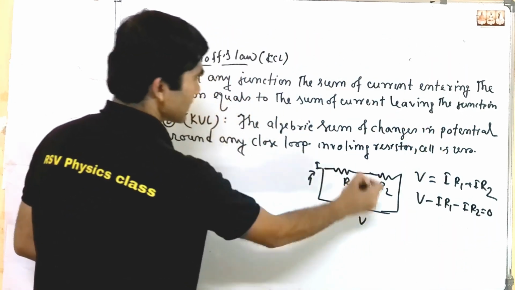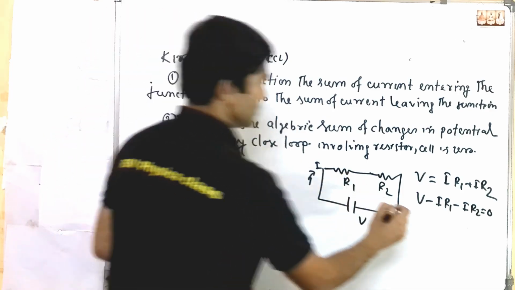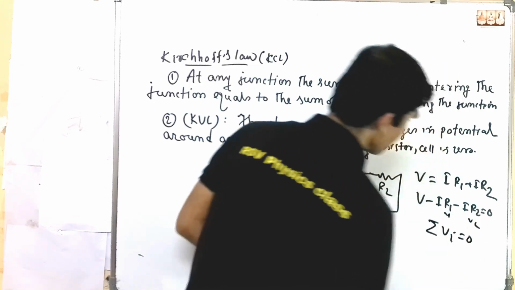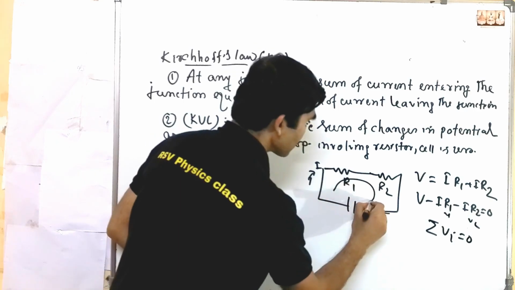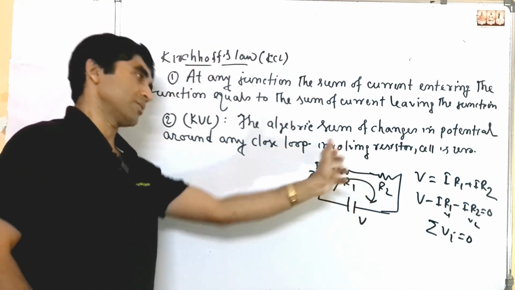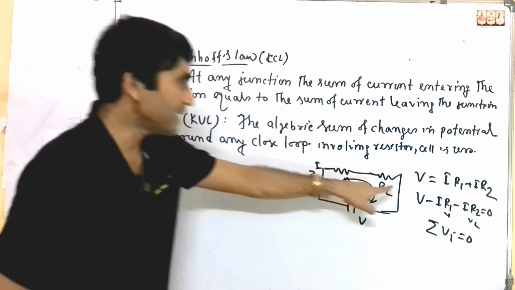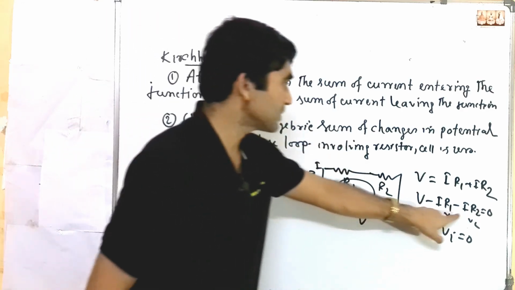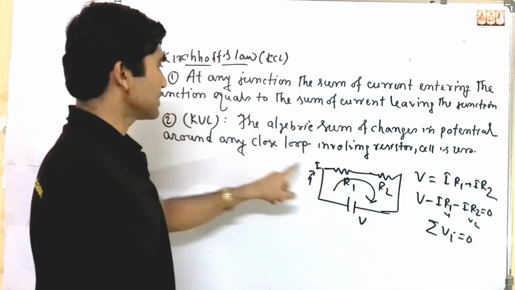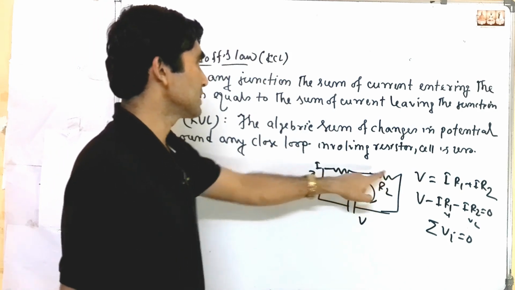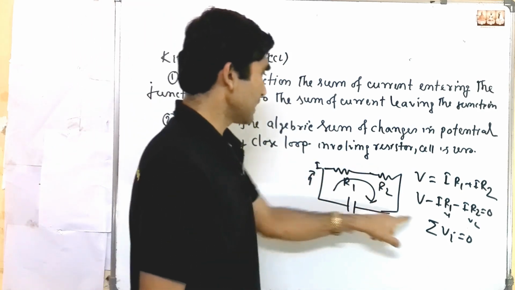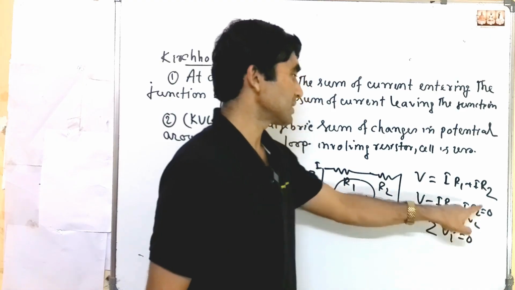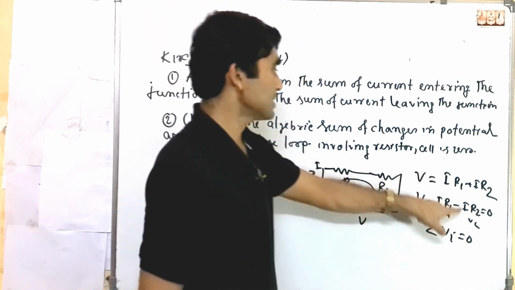So if you see it this way, this voltage, say this is V1, this is V2, so sum of Vi equal to 0. In a closed loop, whether it is clockwise or you may take anti-clockwise, this voltage minus this voltage and this voltage, so it is an algebraic sum. Changes in potential in any closed loop involving resistances is 0.